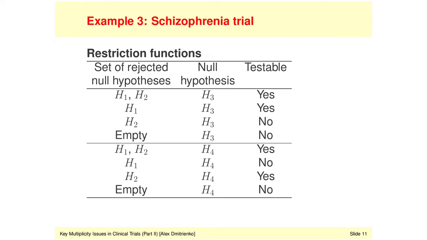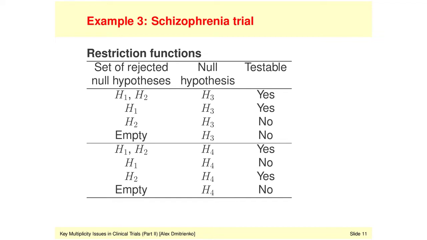Here's a simple illustration that shows you how the key ideas behind the restriction functions can be applied to example 3. As I said in slide 10, our goal here is to define a binary relation among possible outcomes in the primary family in each individual secondary hypothesis.